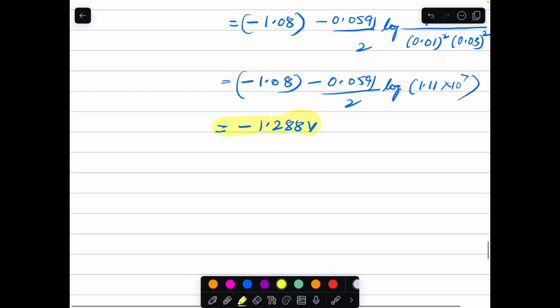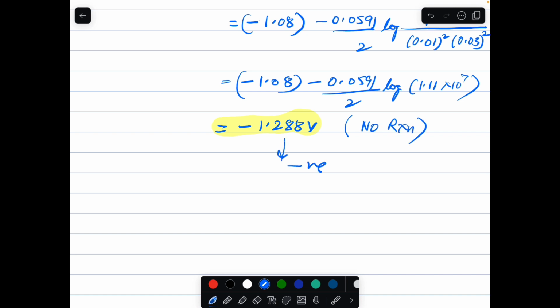Now the rest of the values which we have calculated in the first, second and third cases, their EMF values were coming positive. So those were spontaneous reactions. But in this case, there will not be any reaction, no reaction. Why? Because this value is negative.